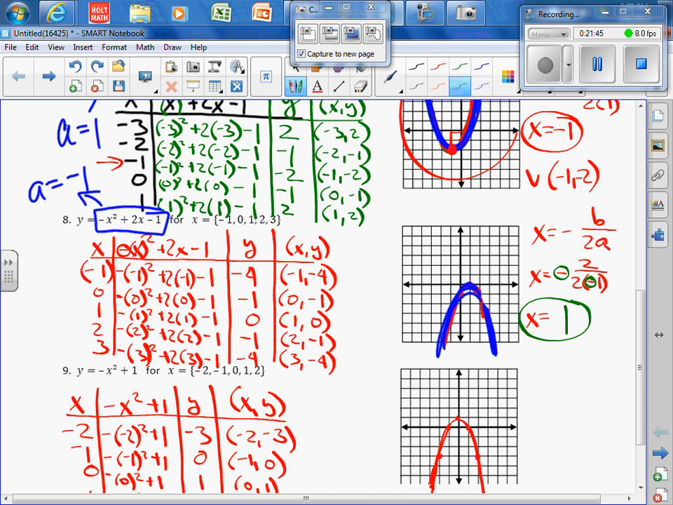Well, we have that right here. And we came up with 1, 0 being the vertex. And look at this, 1, 0. It's the very top of this parabola that is opening downward.